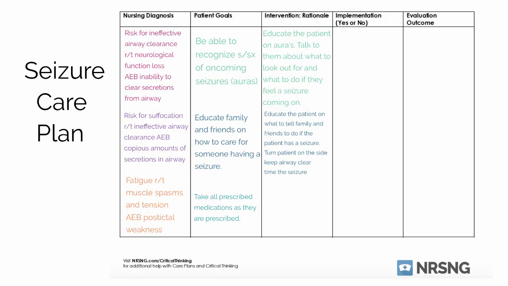This kind of leads into the second intervention that you're going to do, which is to also educate the patient themselves on what they're going to tell their family and friends. Make sure that the patient knows what the family and friends should be doing. The things that I listed down here were turn the patient on their side, keep a clear airway, and make sure that they time the seizure during the seizure.